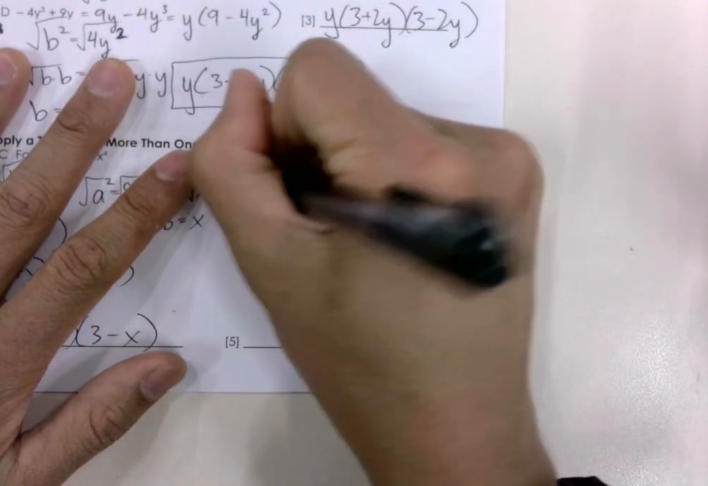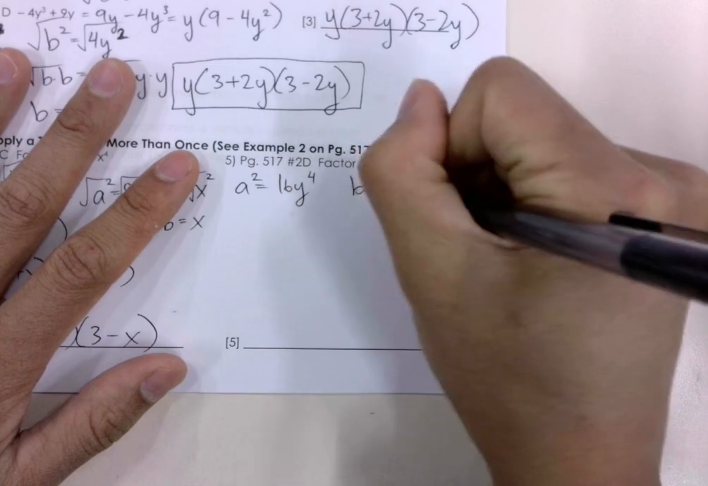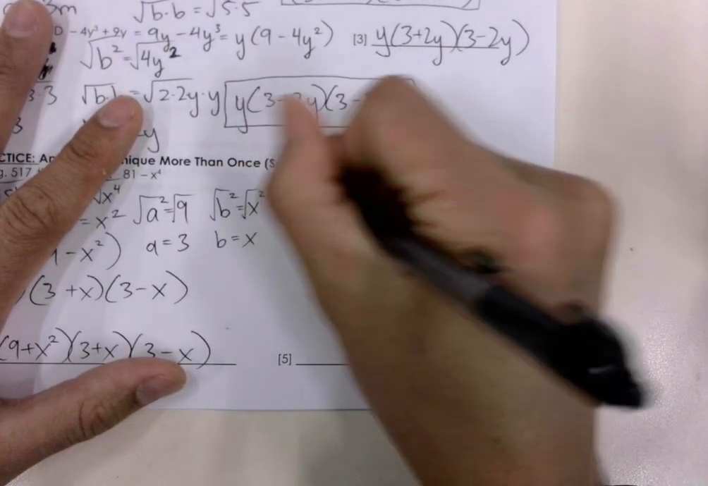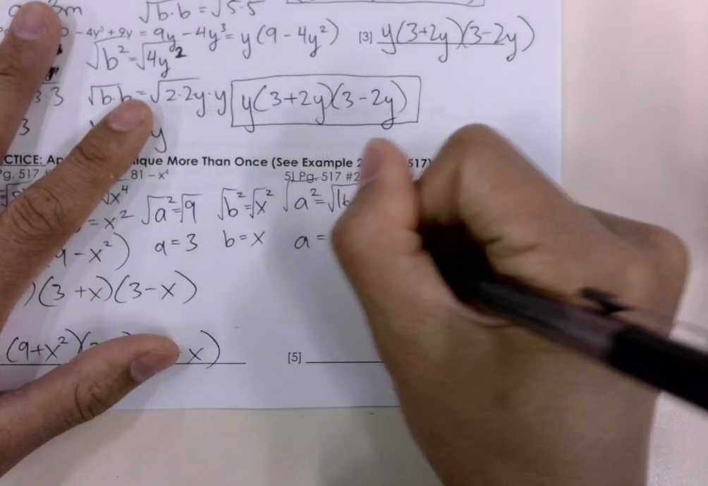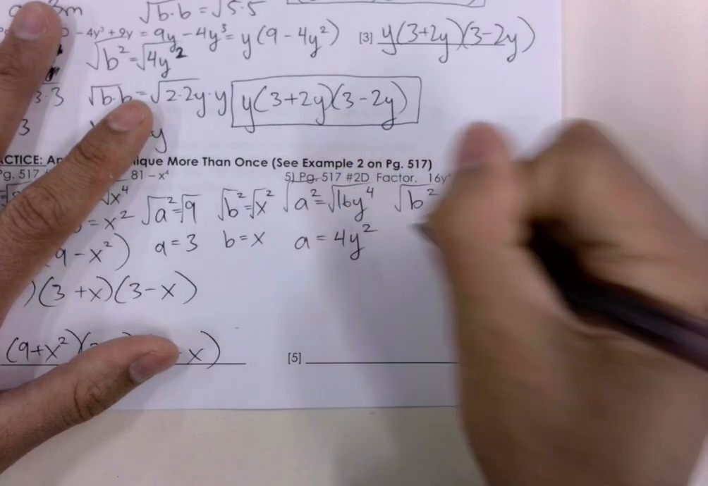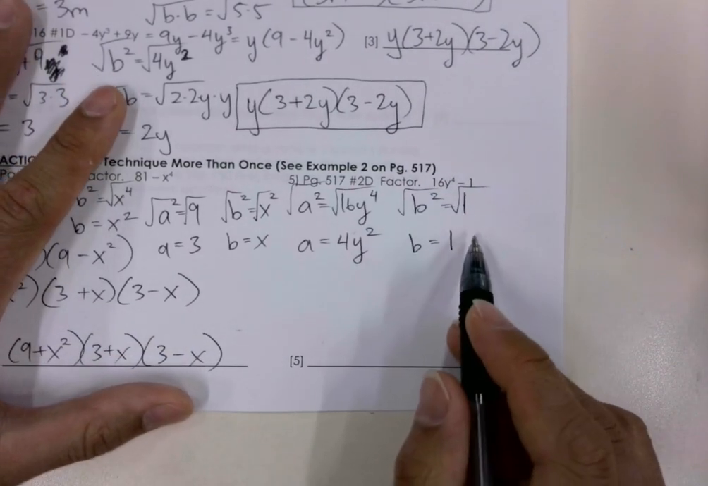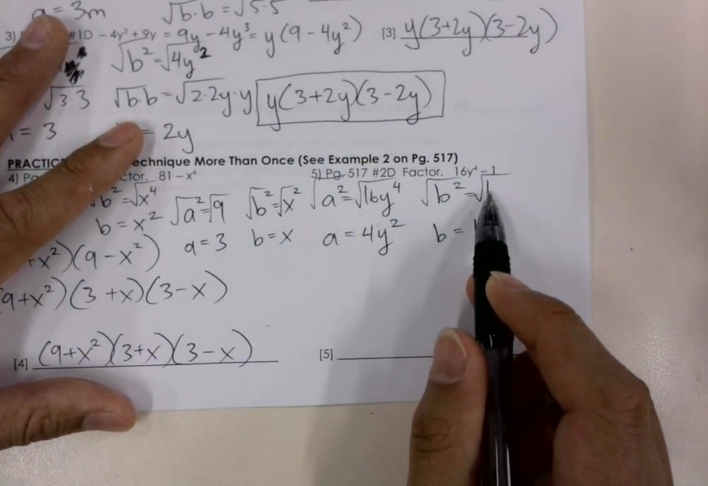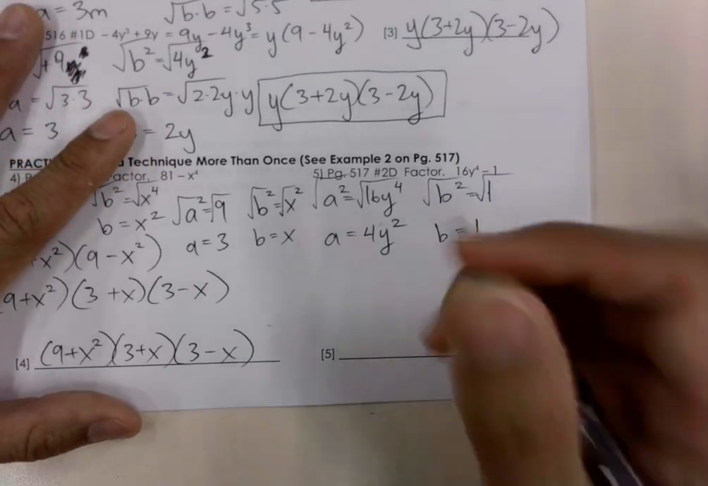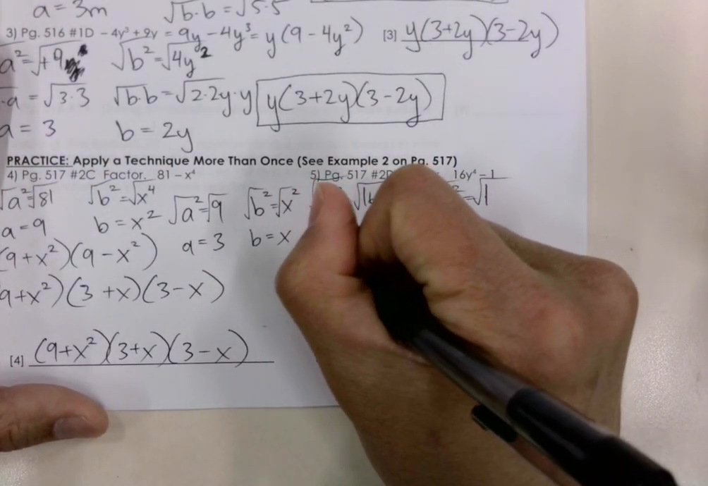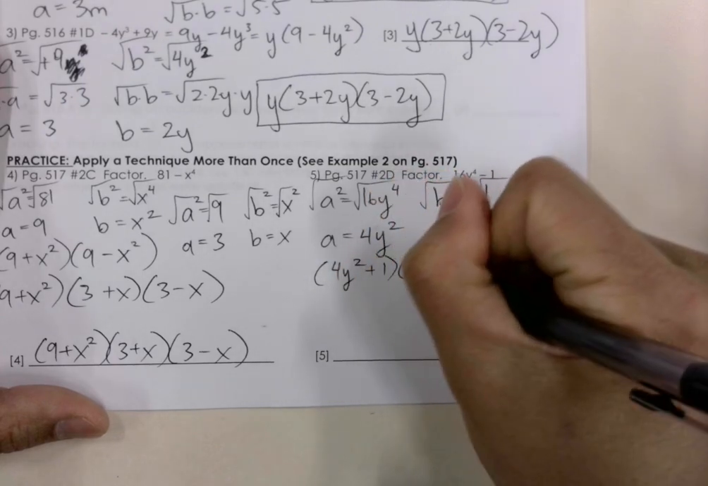So here our a squared is equal to 16y to the 4, and our b squared is equal to 1. And so we're going to take the square root of both sides. On the left side, we'll get a is equal to 4y squared, and our b is going to equal 1, right? Okay, because 1 is equal to 1 times 1, right? So we'll have a factor of 1. So the square root of 1 is 1. So now we're going to go ahead and rewrite our expression as 4y squared plus 1 times 4y squared minus 1.